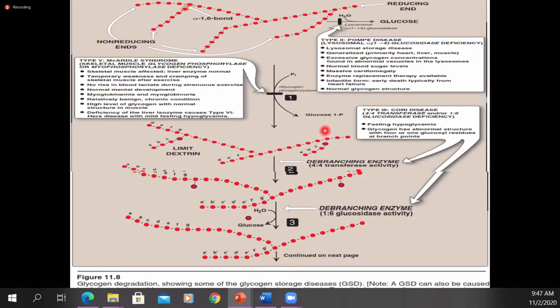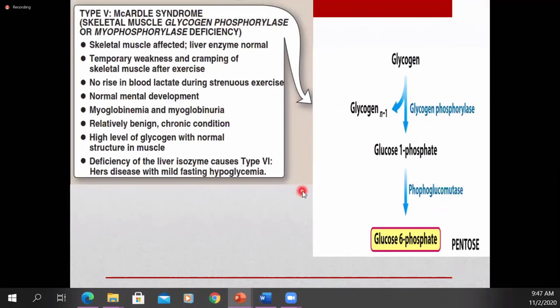The type of the disease, for example, McArdle syndrome, is affecting skeletal muscles as a storage disease because we have deficiency in the glycogen phosphorylase enzyme. While here, Pompe disease is associated with lysosomal glucosidase enzyme. Cori disease is associated with the deficiency of the debranching enzyme.